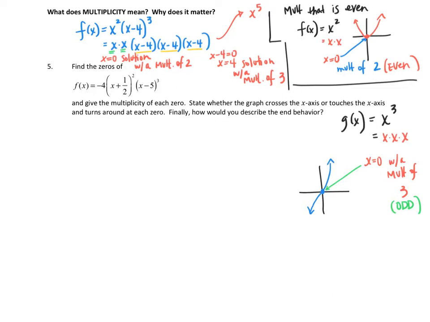And then, of course, if it's odd, if you have a solution that happens 5 times, that graph is going to go through the x-axis at that solution.